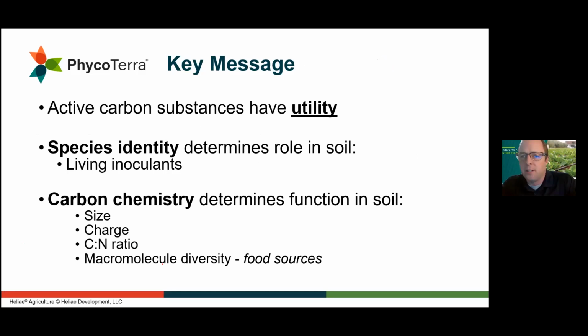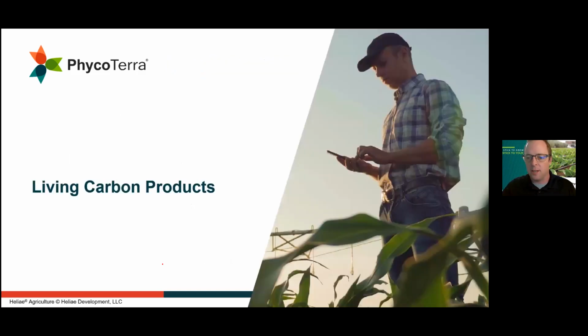So here's my sort of thesis here. Active carbon substances have utility. They have a ton of use. They're rare in the soil sort of carbon profile, but they have a lot of utility. And I'm going to walk you through the two flavors: living inoculants, they're made out of carbon, and then what I call the dead or non-living carbon. That's where a lot of folks kind of get confused on the chemistry. So we're going to talk about species identity and function, and then move into the dead carbon products, the non-living carbon products, and talk about those specific chemistry points of view that help determine the function. So lots of interesting content coming up, so stay tuned.